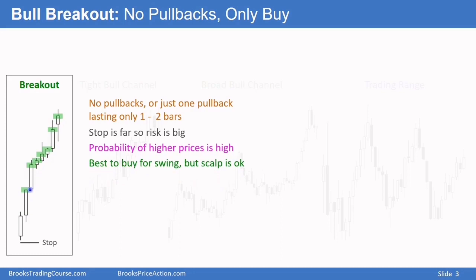Bulls will buy for any reason. They'll buy the close of bars. They'll buy at the market. They'll buy above bars. It doesn't matter. The key is to look to buy, and most importantly, don't sell.